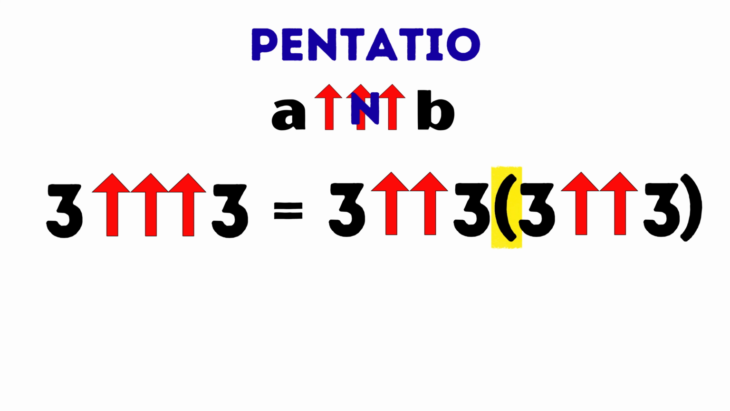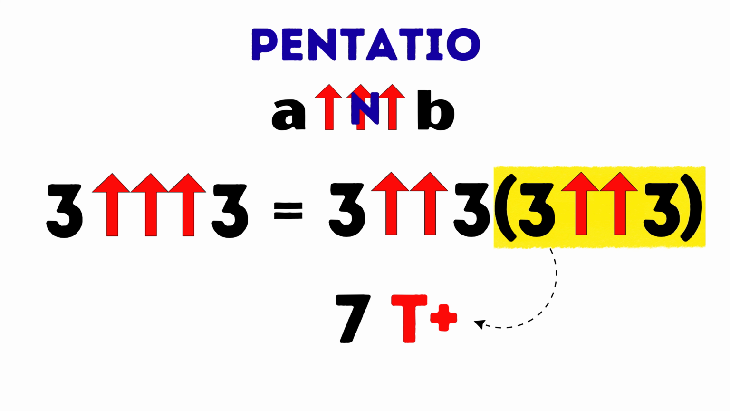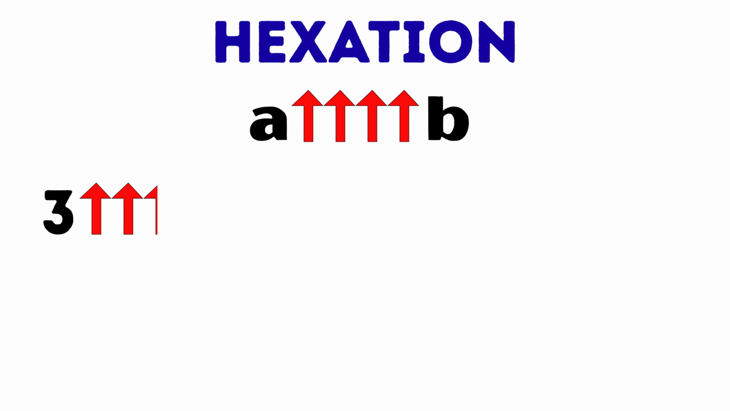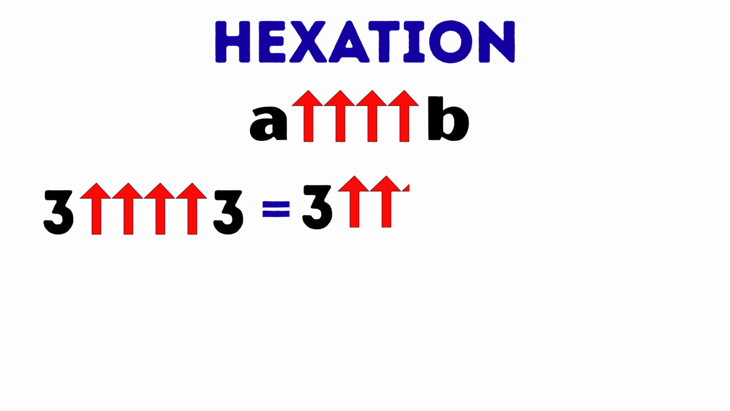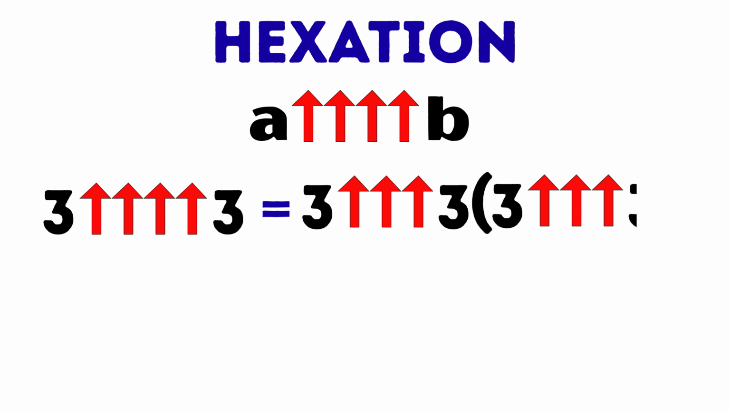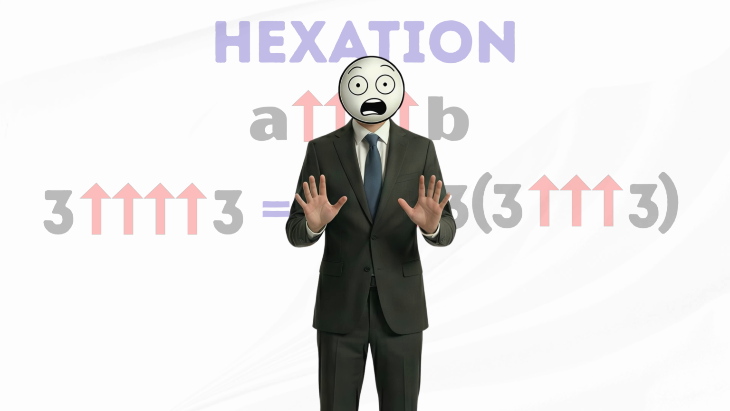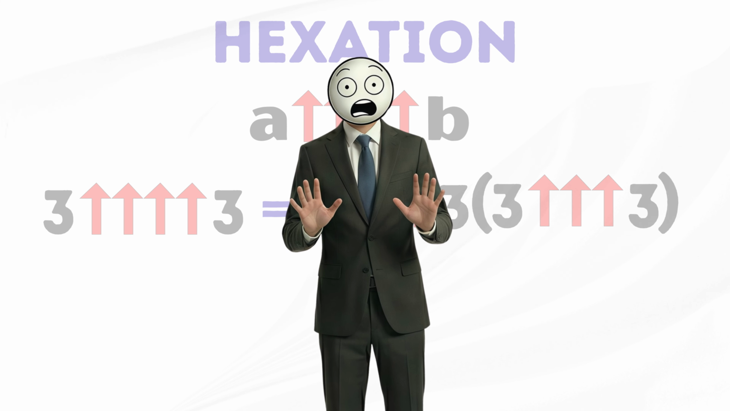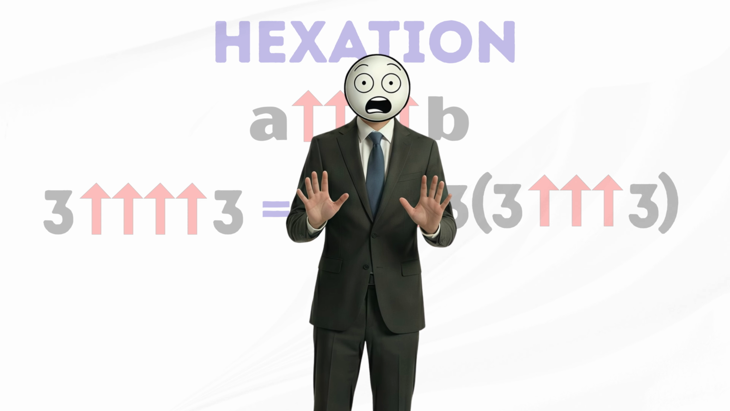As we just saw, 3 tetrated to 3 is over 7 trillion. Therefore, 3 pentated to 3 is a tower of threes with a height of 7 trillion. One level higher is hexation, denoted by 4 arrows. 3 hexated to 3 is 3 pentated to 3 pentated to 3. This number is so vast, it literally cannot be compared to anything in the physical universe.